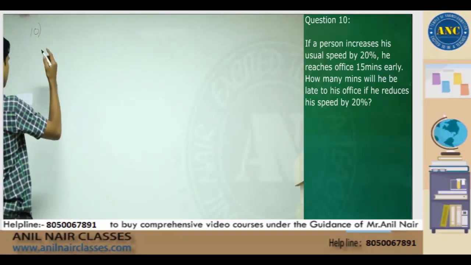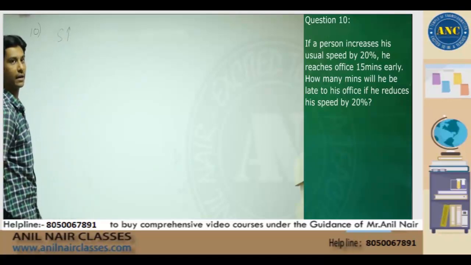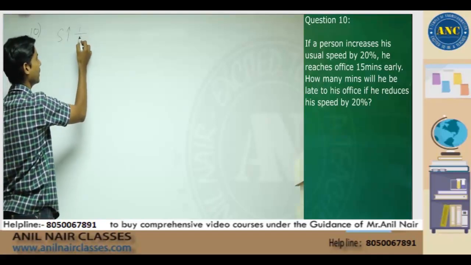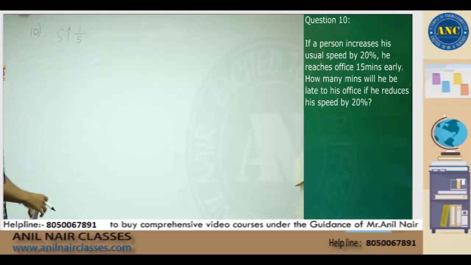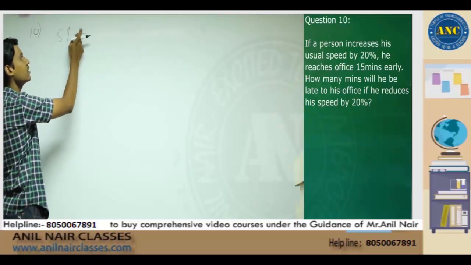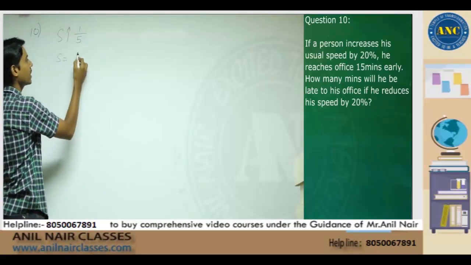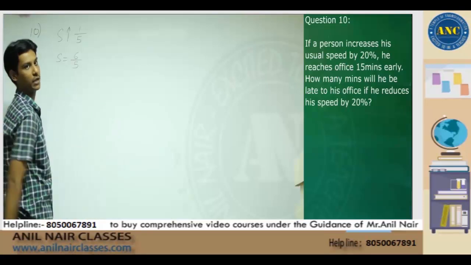See here. Speed increases by 20%. 20% is 20 by 100, which is 1 by 5. Speed increases by 1 by 5. What is the meaning of 1 by 5? Initial speed was 5. There is an increase of 1 on 5. Final speed will become 6. That means speed will become 6 by 5.